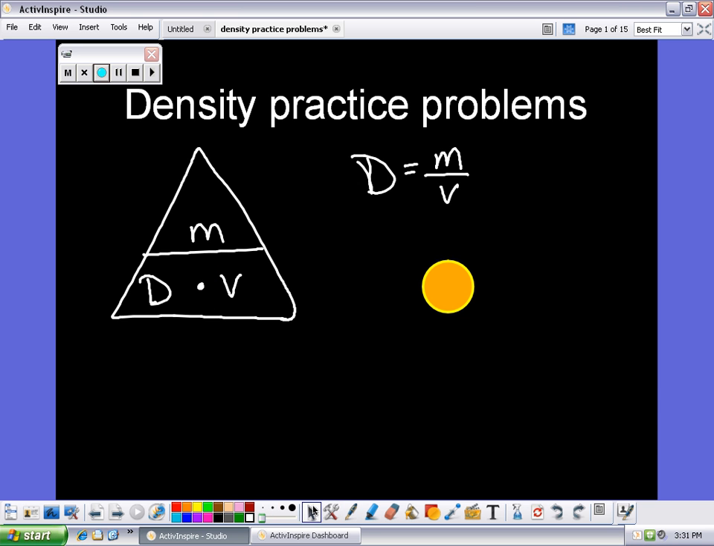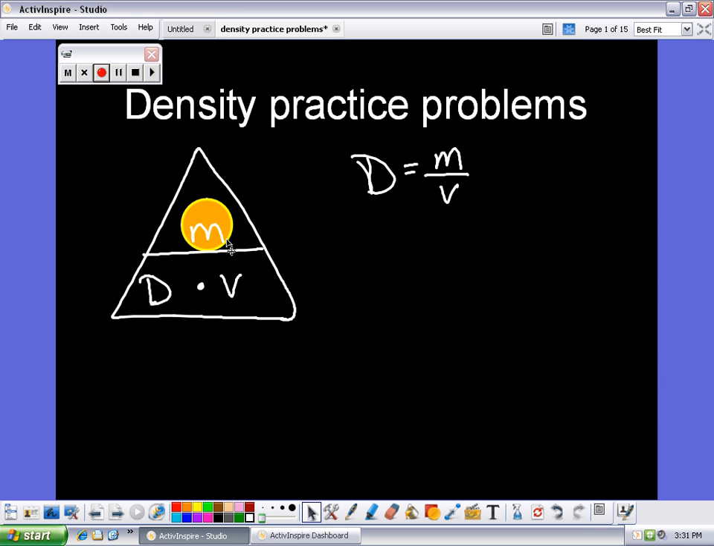Depending on what the question is asking depends on how you're going to use the triangle. If they ask for density, you cover up density, and it is your mass divided by your volume. If they solve for volume, then it's mass divided by density. If it's solving for mass, then it's density multiplied by the volume.